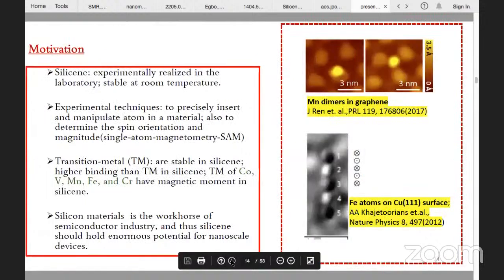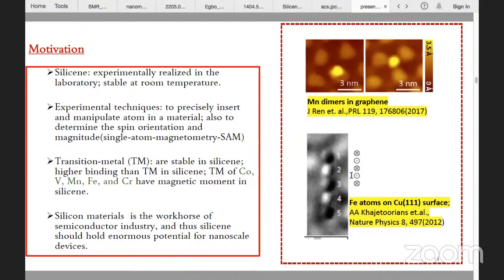So what is our motivation? There have been a lot of advances in instrumentation such that you can actually manipulate atoms in materials. For instance, in an experiment done by the group of Ren in 2017, they were able to put manganese dimers, a pair of manganese, in graphene, and move the manganese around. And we know that some other experimental techniques are able to determine some parameters of such a single atom that is being manipulated.